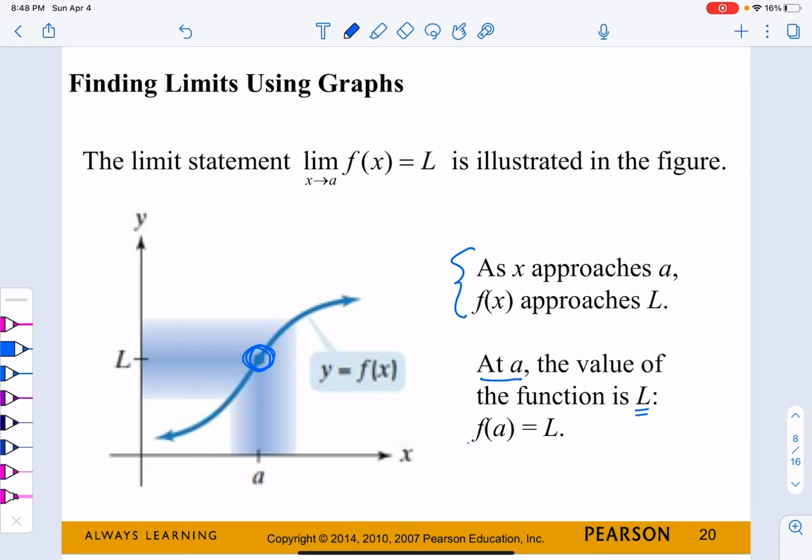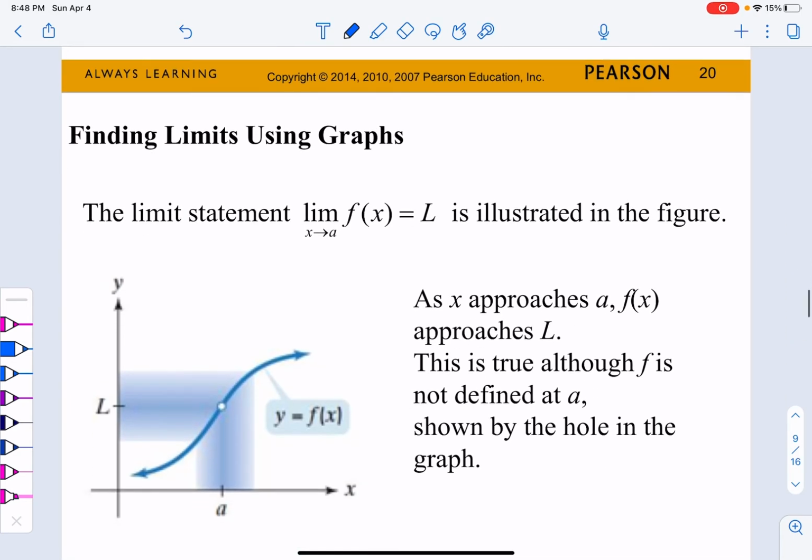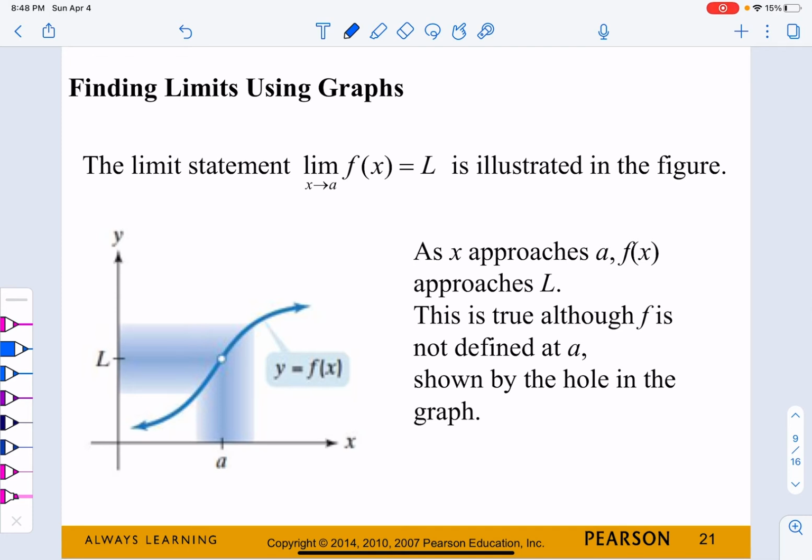So we can say the value of the function is equal to the limit. The next one had that hole in the graph. So it says as x approaches a, f of x approaches L. So it's going along this curve and it's approaching this value of L. But it's not defined at that number because it has a hole in the graph.